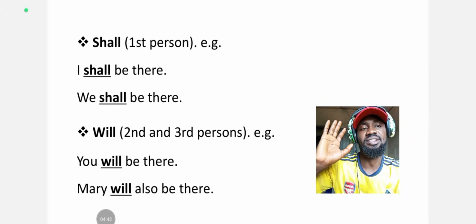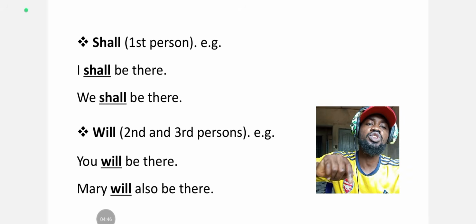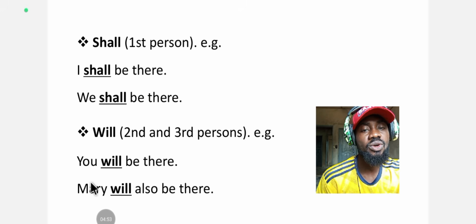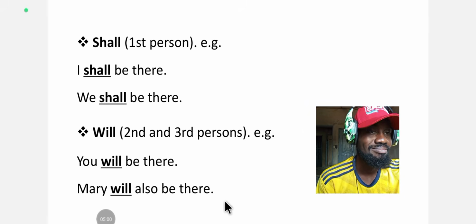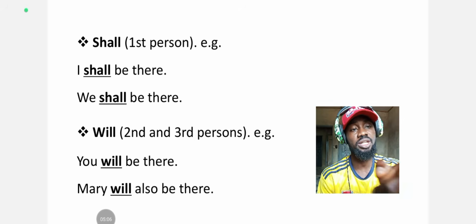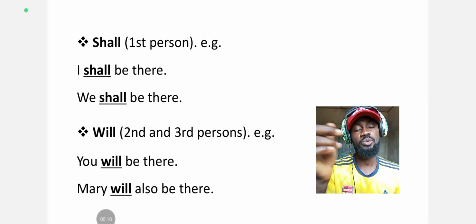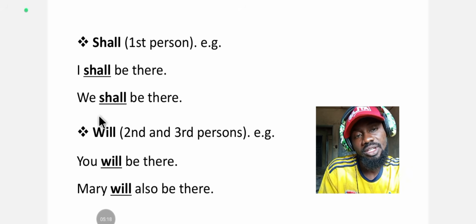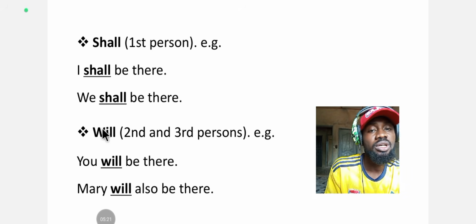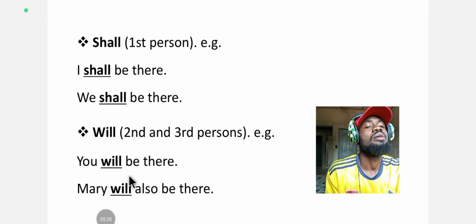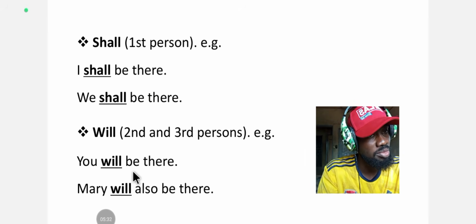I is the first person. We is also the first person. But when you are projecting at someone else, the second person and the third person, you will be there. Look at another one here. The second example says Mary will also be there. You are pointing at another person and saying Mary will also be there. It's not coming from the first person, which is you. Note the difference. First person, I, we. Those are the subjects. But when it's second or third person, you use will and not shall. You will be there. Mary will be there. You are pointing at another person, and so on and so forth.